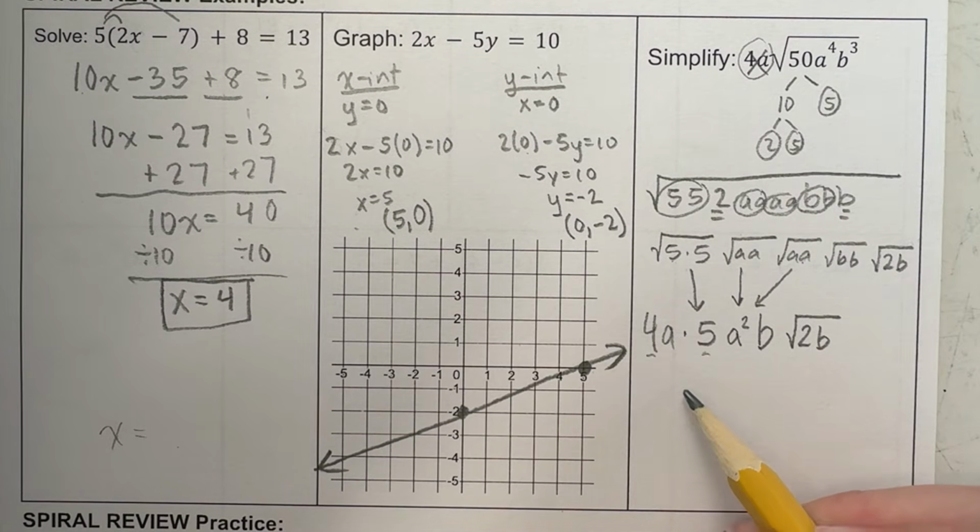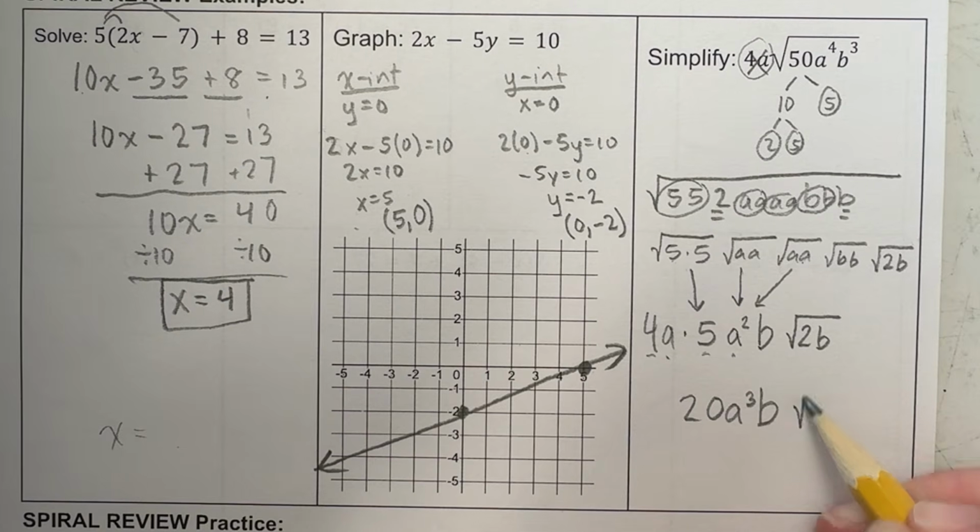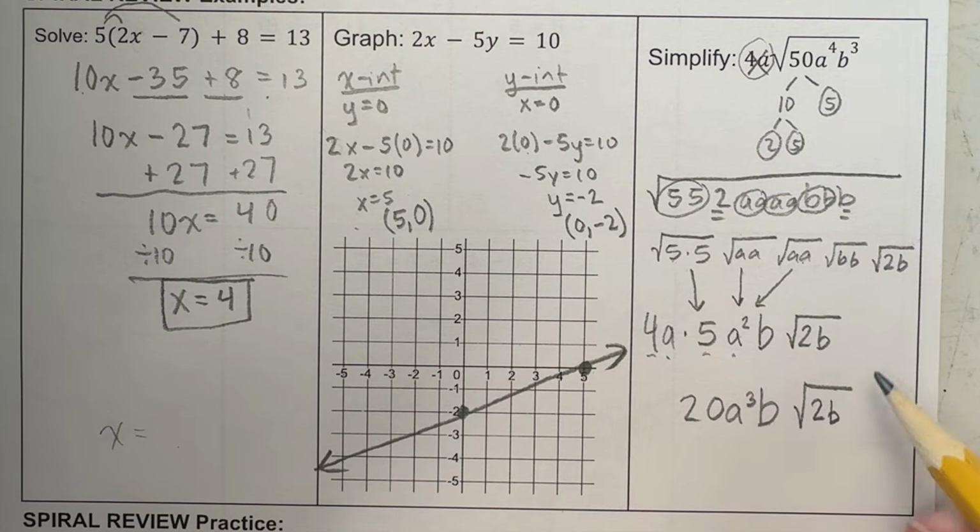And now we're just going to multiply all this stuff together. So 4 times 5 is 20. This is a times a times a. That's a to the third. There's just this one b. And then this doesn't change. I'm not multiplying this 4a by what's in the middle. This is just the part that I wasn't able to simplify.